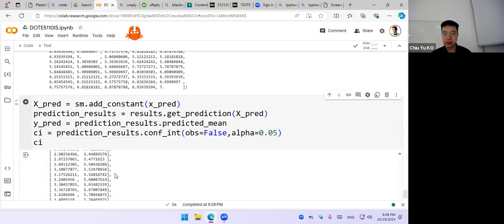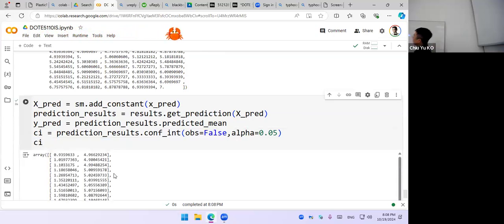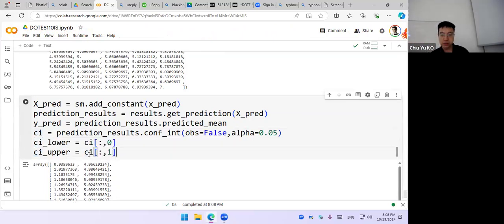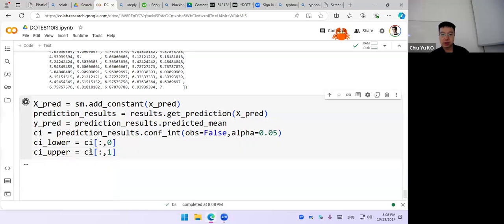You can see they will predict for every point. And observation is false because I don't want the original observation. So that's why, let's make it simpler. If I do that, that means the first element is the lower bound, the second element is the upper bound. Once I did that, then I can draw a graph.